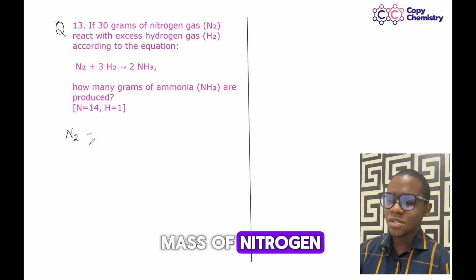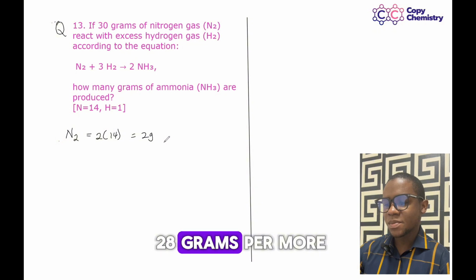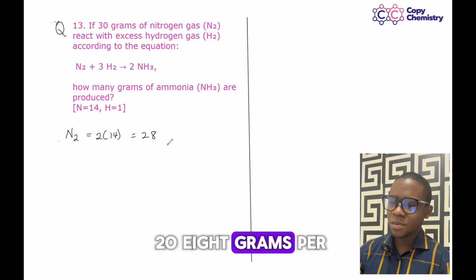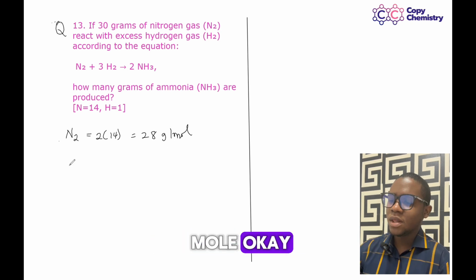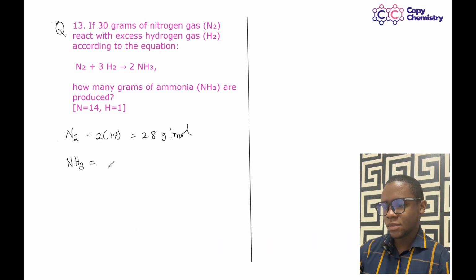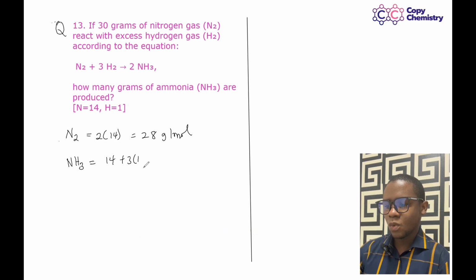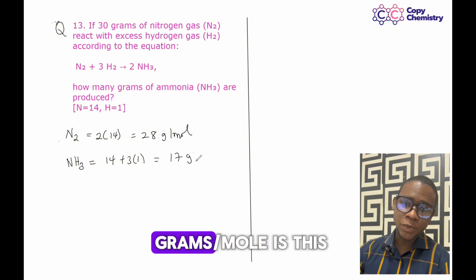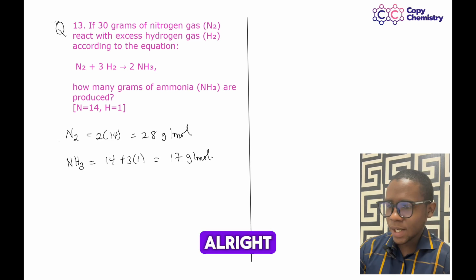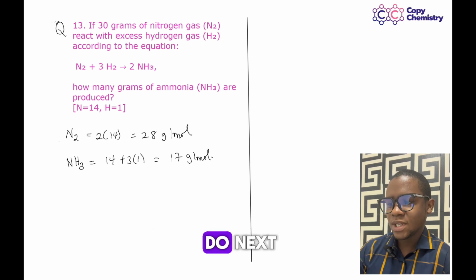Let's get the molar mass of nitrogen. That's 2 times 14, which gives you about 28 grams per mole. That should be 28 grams per mole. Okay, next we have ammonia, right? That's NH3. That's 14 plus 3 times 1. That gives you 17 grams per mole. Is this making sense so far? Alright, so now that we have these two important things, what do we do next?